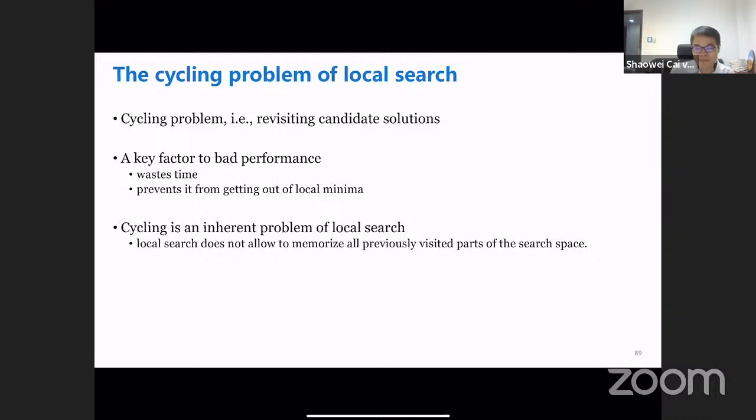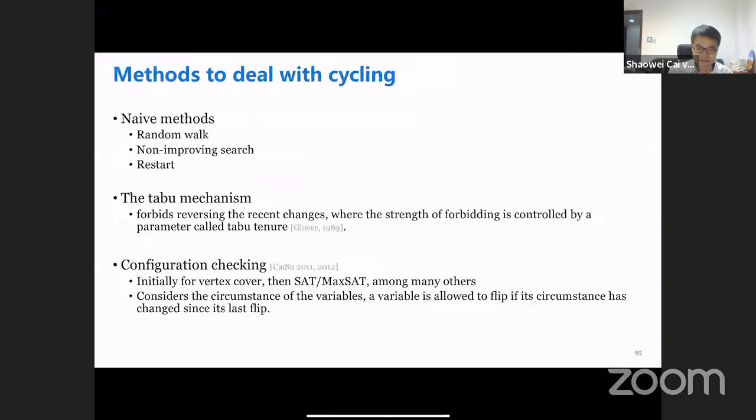This is about the other main idea to deal with the main issue about local search, because as we say, local search is a Markov algorithm, right? It does not remember which paths it has visited. So you are revisiting candidate solutions, and this is no good. It wastes time and prevents us from getting out of local optima. And previously, we have some naive methods like restart and non-improving search, very naive.